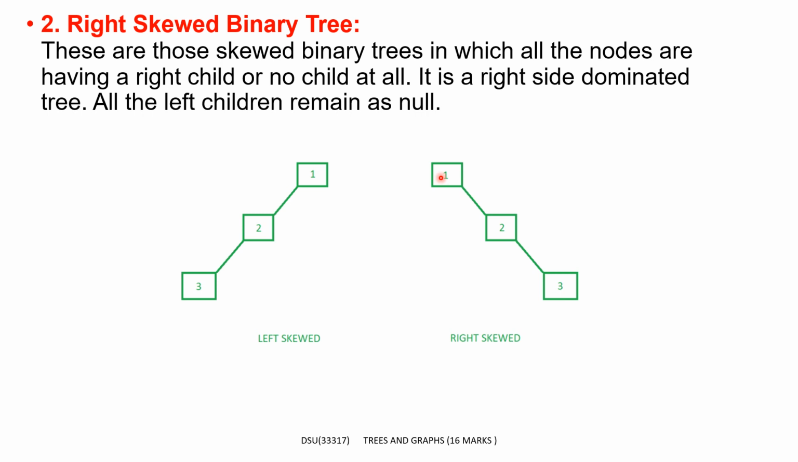And this is the right skewed binary tree. This is first, this is the right node. There is no left node for this node. It has a right node or no node. This tree has no node, so it can be considered a right skewed binary tree.